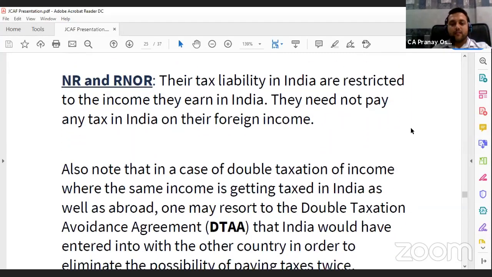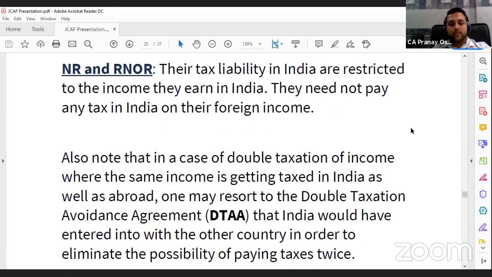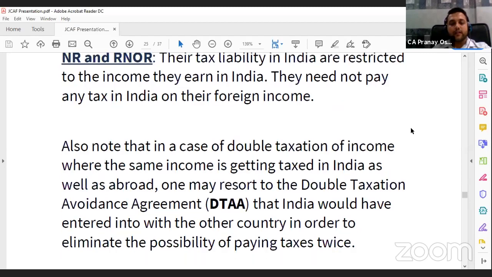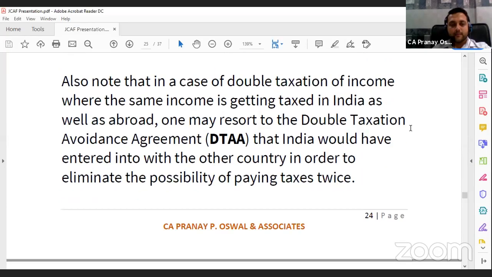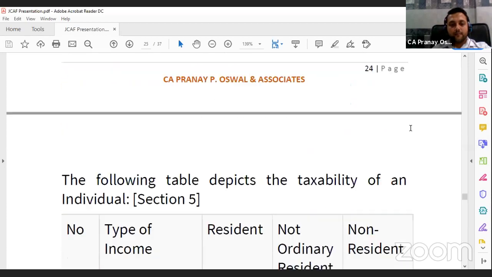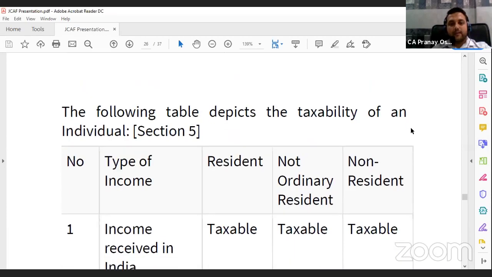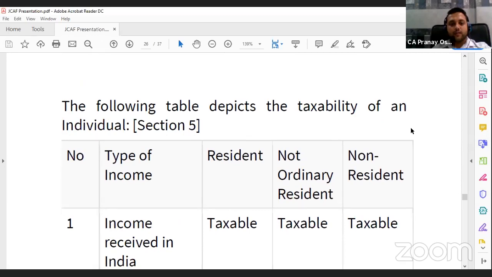Also note that in case of double taxation of income, where the same income is getting taxed in India as well as abroad, one may always resort to the double taxation avoidance agreement, DTAA, that India would have entered into with the other country in order to eliminate the possibility of paying taxes twice. So if the same income is getting doubly taxed, one may resort to DTAA. The following table depicts the taxability of an individual.